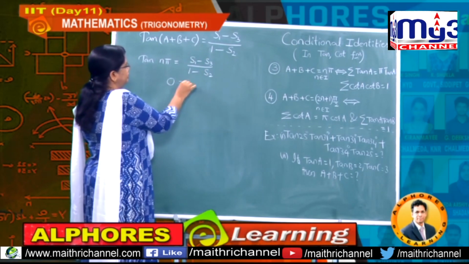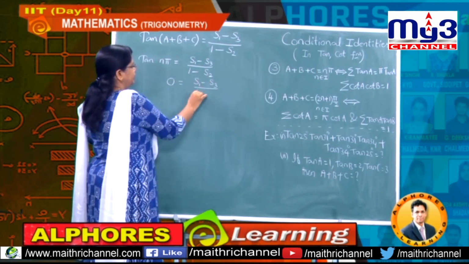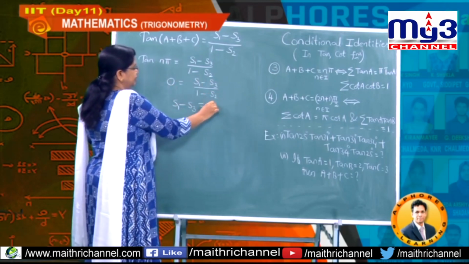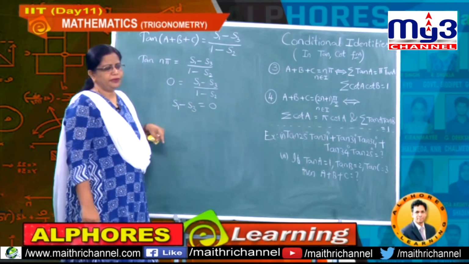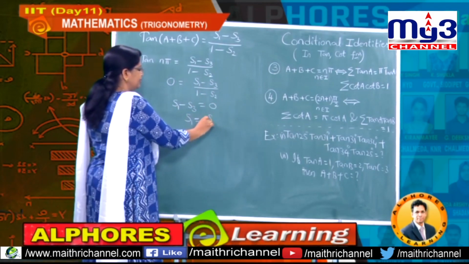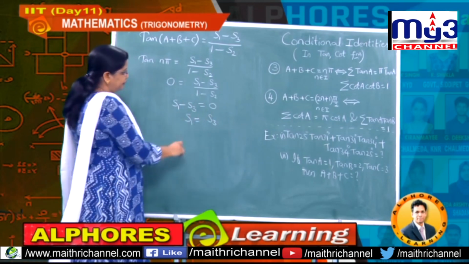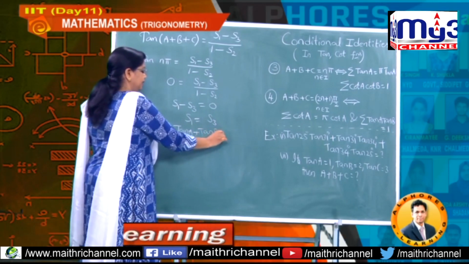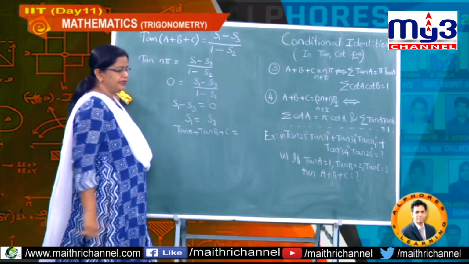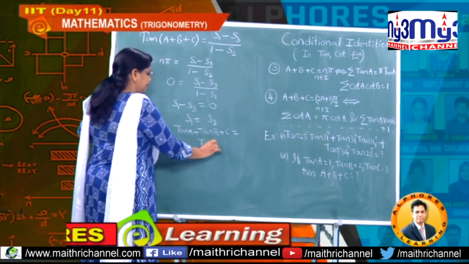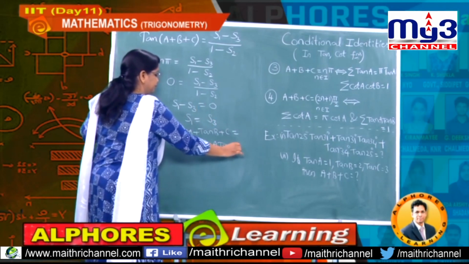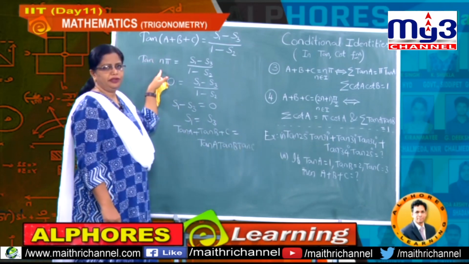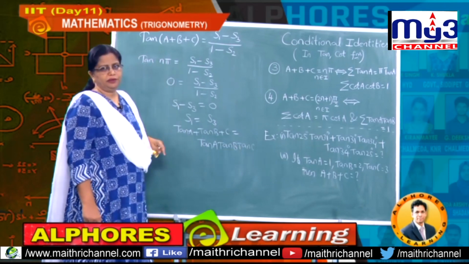So 0 equals (S1 minus S3) by (1 minus S2). On cross multiplication, the denominator will vanish, and thereby you get S1 minus S3 equal to 0. Therefore, S1 is how much here? S3. So what is S1? It is tan A plus tan B plus tan C, taking 1 at a time. And what about S3? Taking 3 at a time, that is tan A into tan B into tan C. So you got the answer, right? So not only for n equal to 1, but you can prove it for any integral multiple of pi.